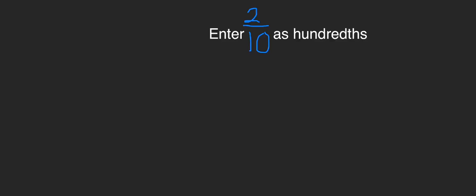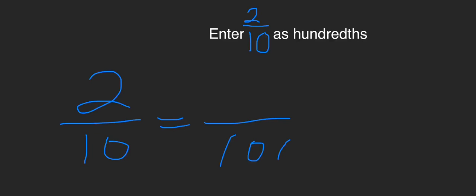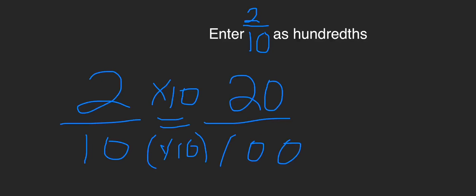So the first one they're asking you is to enter 2 out of 10 as hundredths. So what you would do is put 2 out of 10 and make an equivalent fraction to 100. You're going to do that for each of them. And then, ¿qué número multiplicado por 10 te da 100? Es 10 por 10, ¿verdad? 10 times 10. So you multiply the numerator as well, times 10, you get 20. So as a fraction, it's 20 out of 100. As a decimal, it's 0.20 hundredths. There you go. Number 2.